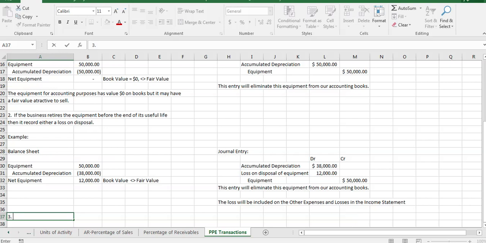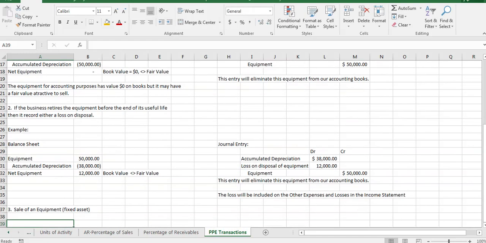Let's do a third example. We will sell the equipment. Let's say now that we will sell it for a gain. Let me put the information. So we'll set up like, if the sales is larger than the book value, then you will get a gain.